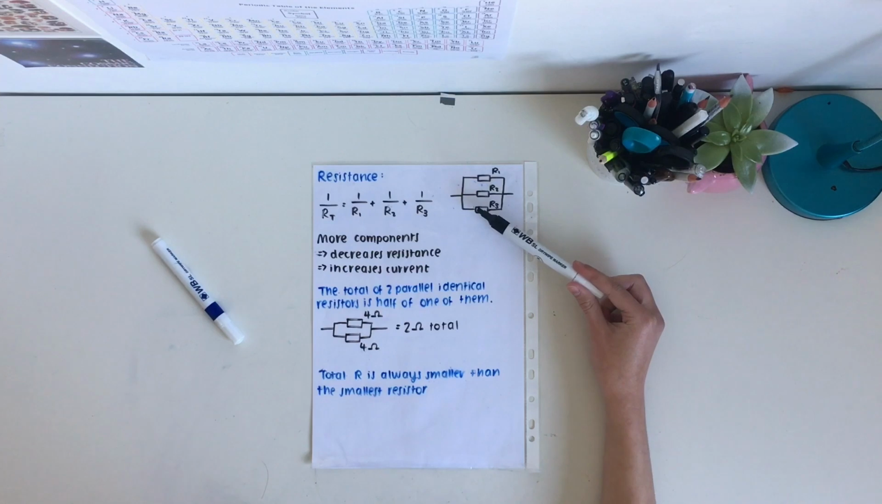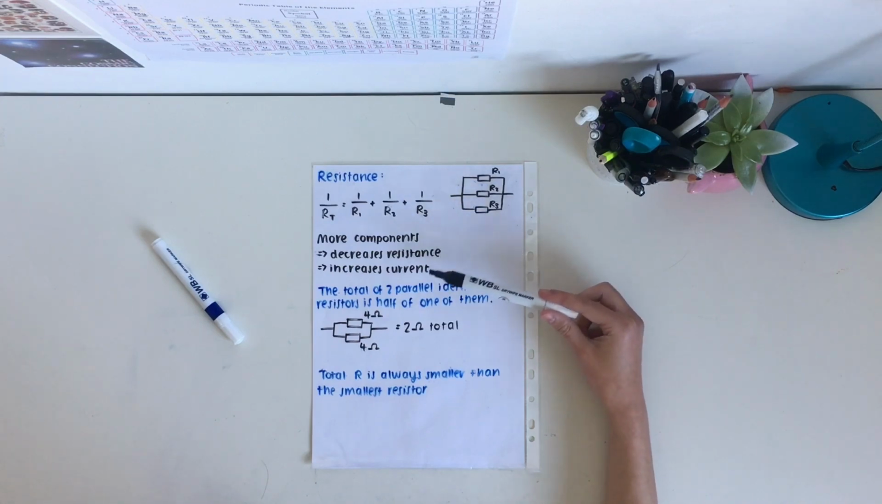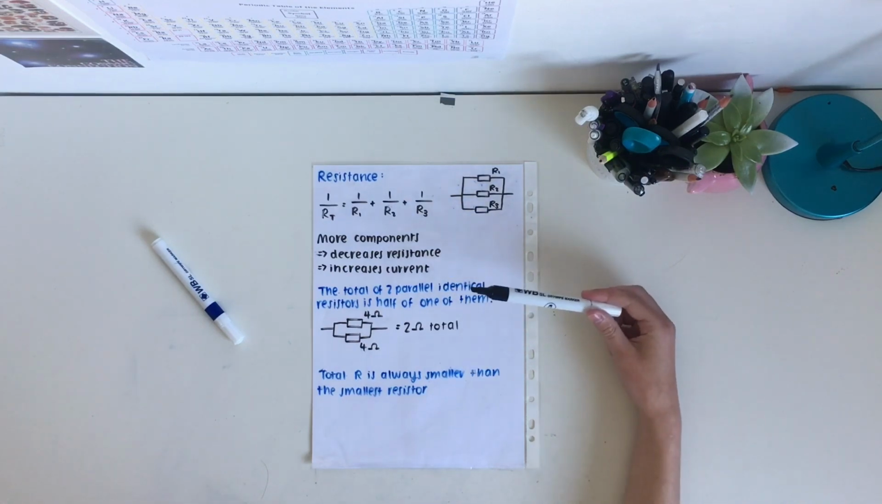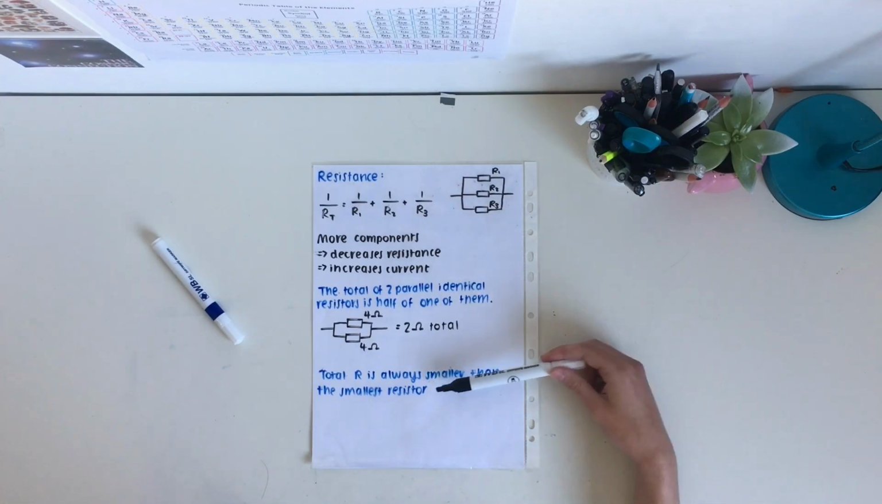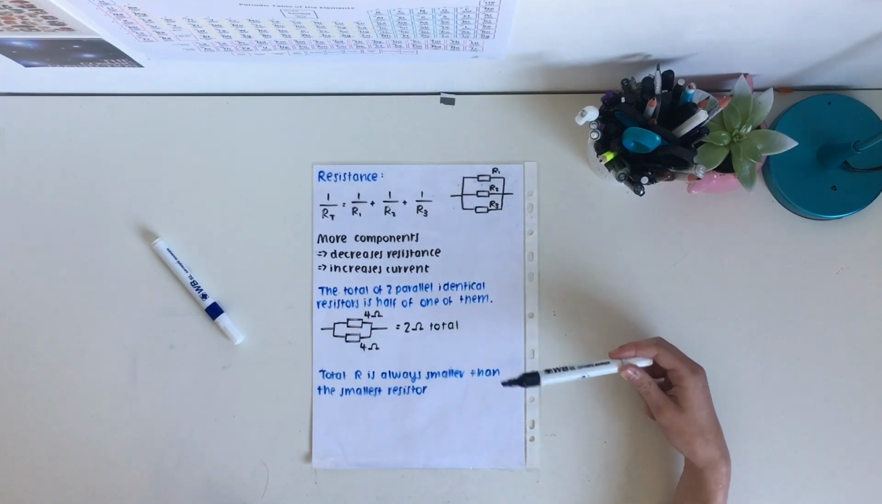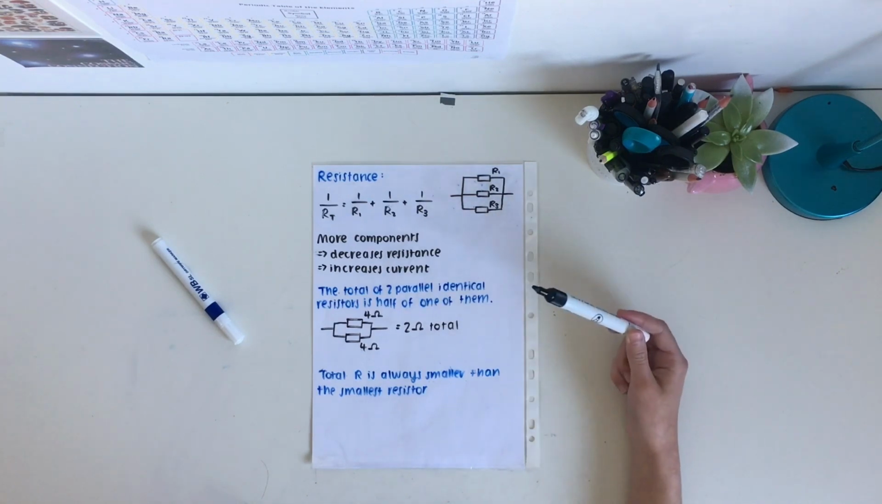Adding more components will decrease the total resistance, increasing the current, having the opposite effect that it has in a series circuit. The total resistance is always smaller than the smallest resistor in a parallel circuit due to this formula.